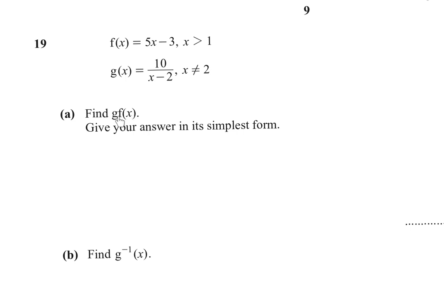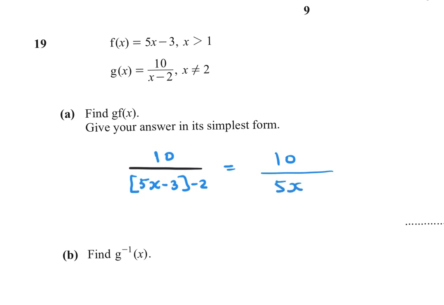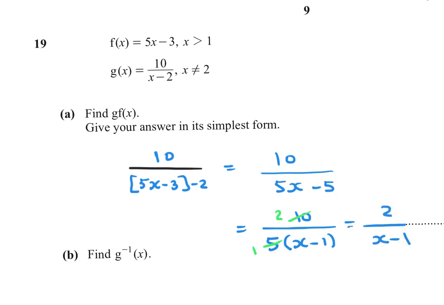Number 19. f(x) is 5x minus 3, g(x) is 10 over x minus 2. Find gf(x). So put f in g. Substitute x in g by 5x minus 3. So now gf(x) equals 10 over, substitute x by f(x), so 5x minus 3, then minus 2, which will be 10 over 5x minus 3 minus 2, so minus 5. You can simplify, take 5 common from the denominator, then you have x minus 1, and 10 divided by 5, so 2 over x minus 1.